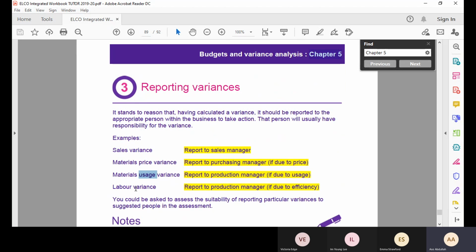Okay, and labor, production manager again. For example, if it is material price variances, maybe the price of the material has gone up. This is maybe one of the reasons, so you have to speak to the purchasing manager. You have to find an alternative supplier.